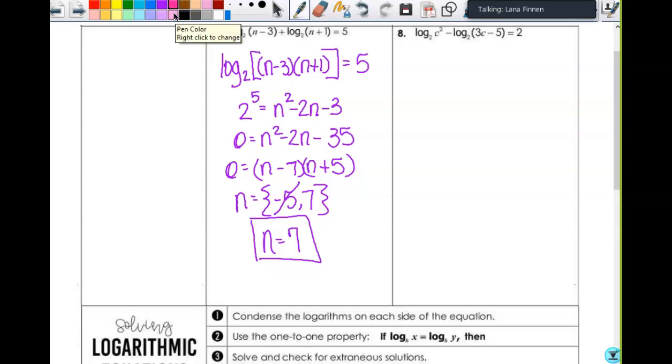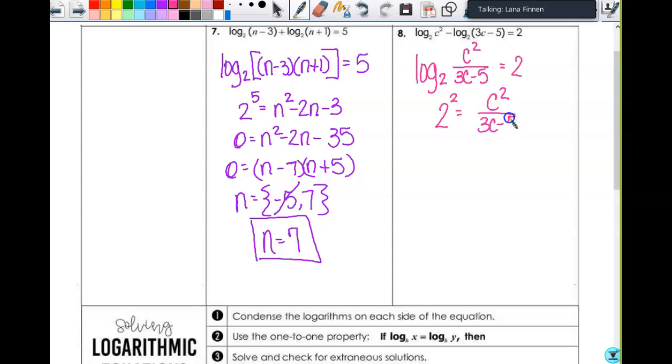So here, I have 2 logs with the same base, and I'm subtracting them. So what's my rule? What does it turn into? Division, yes. So this is log base 2 of c squared over 3c minus 5. On that assignment that I graded in CAMI, there were quite a few people on the subtraction part that were putting a log over a log. That's not what's happening here. It's one log. It's condensed to one log that has division. So then that equals 2. I'm going to rewrite that in exponential form. So 2 squared equals c squared over 3c minus 5.